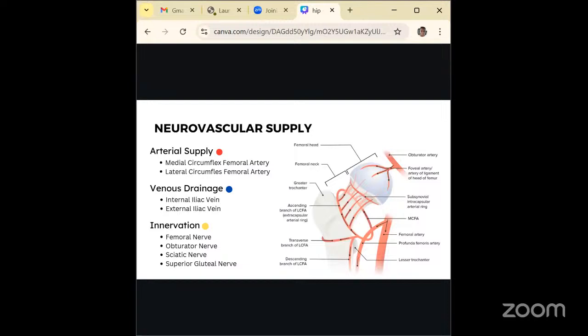What's happening to my network? Hello, please, if you can hear me, can you just say something in the chat box? So I can hear you. Yes, can you hear me now? Yes, I can. Okay, I was asking you, this internal and external iliac vein, do you know the vein that originates them?